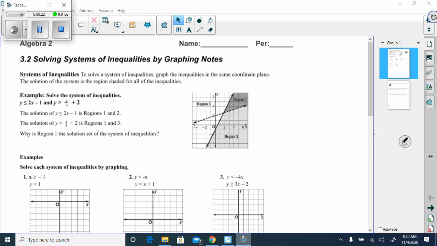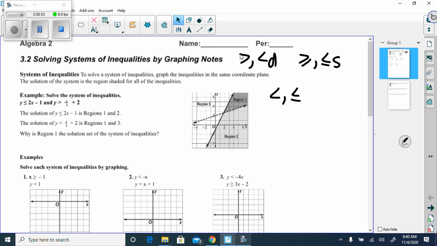If I have either one of those symbols, is my line going to be dotted or solid? Dotted, because it's not included. If I have the equal to sign, then it's going to be solid. So these ones are dotted, these ones are solid. Okay?